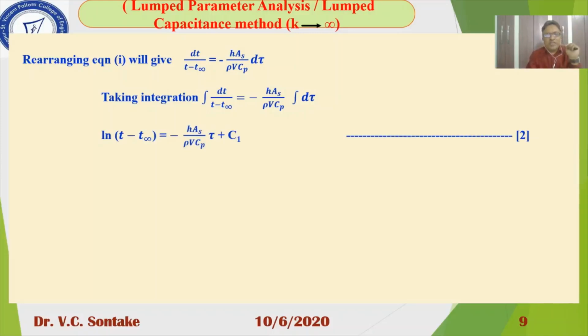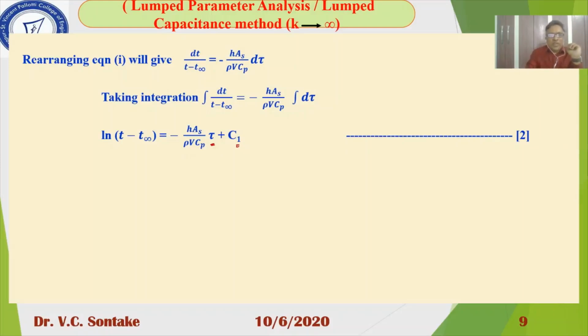After doing the integration, it will give me log of T minus T infinity is equal to minus hAs over rho V Cp into tau plus C1. Let's say this is equation number 2.